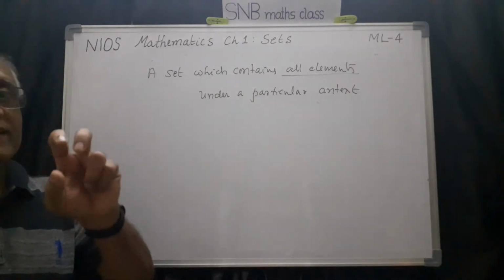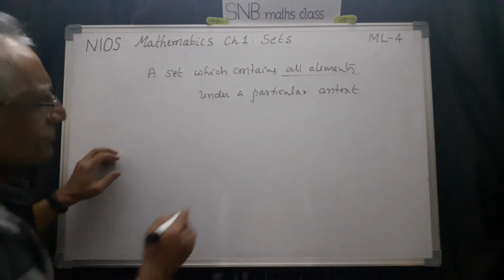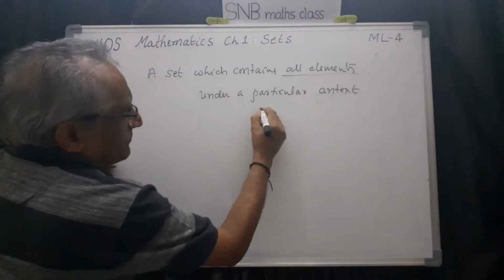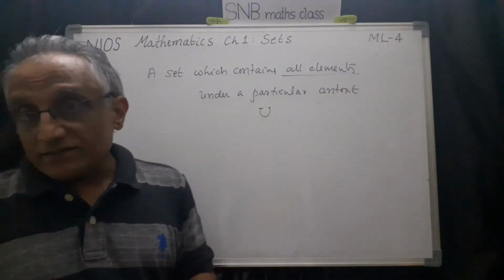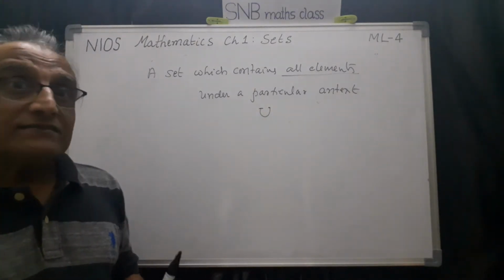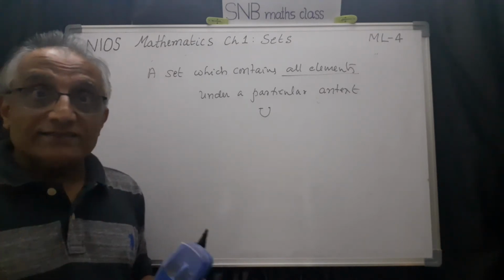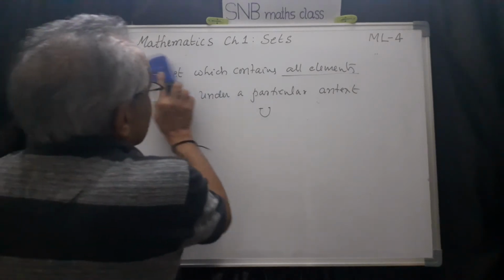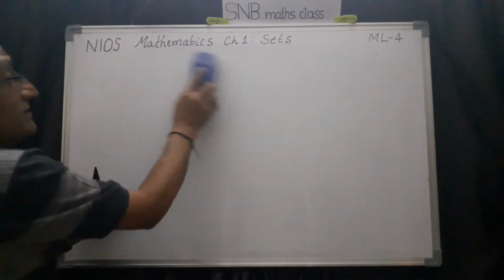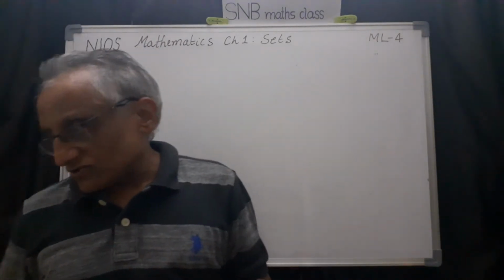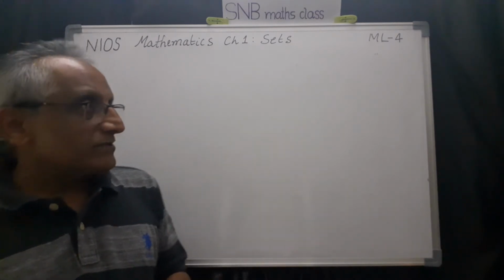The moment you take it as universal set, it is denoted by U, the first letter of universal set. This is one thing. Second, universal set doesn't mean it is a set which contains all the elements of the universe. No, that is a misconception. You should not think like that. Second one is, it is not unique. It depends on your choice. So this is all about the universal set.